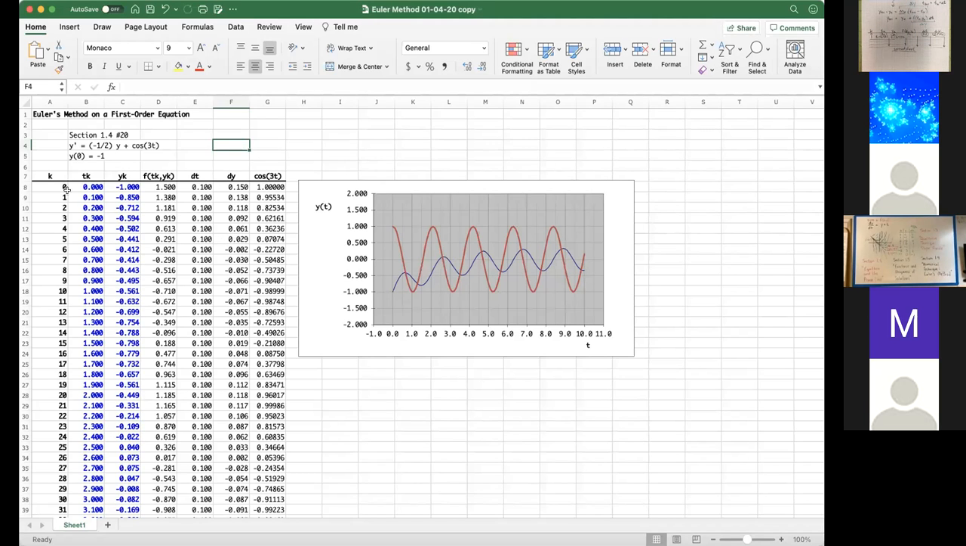What I did is make a table in Excel, and I have to fill in the first few lines ordinarily. And this problem 1.4, number 20, you can look this up in your book, but I have a formula here for the differential equation. I have an initial value of 0 and -1.